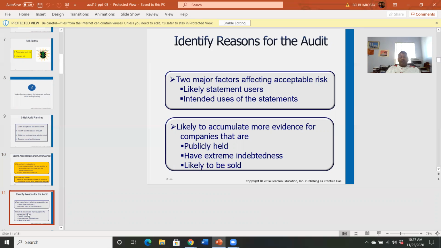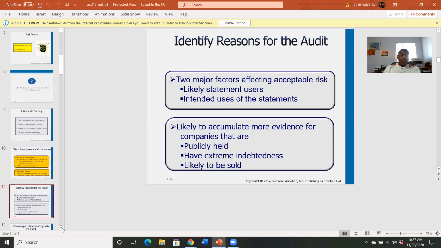Intended user of the statement. If it's going public, you don't know who's going to use it. Any potential stockholder will use the statement. You're likely to accumulate more evidence for companies that are publicly held, have extreme indebtedness, or are likely to be sold. If the owners are looking to sell the company, they may want to paint a nice, good picture that they're making a lot of money when they probably aren't.